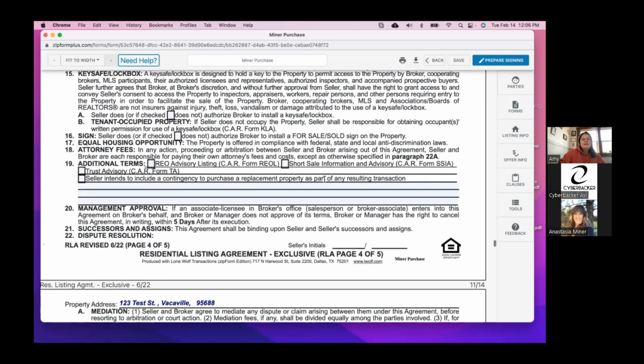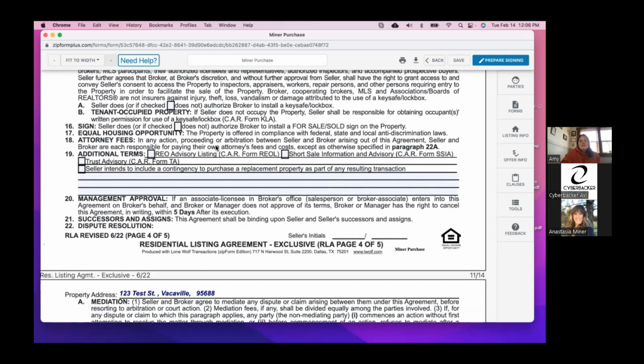The attorney fees in any action or proceeding or arbitration between seller and broker arising out of this agreement, seller and broker are each responsible for paying their own attorney's fees and costs, except as otherwise specified in paragraph 22A. Additional terms here. This is the REO advisory, short sale information advisory, trust advisory. Seller intends to include a contingency to purchase a replacement property as part of any resulting transaction, right? So that would be the seller's purchase of replacement property, the SPRP form.